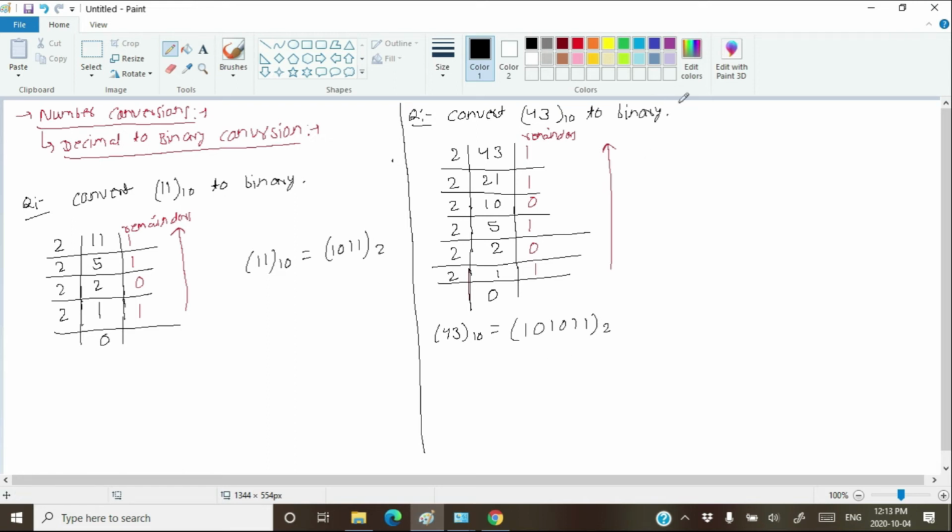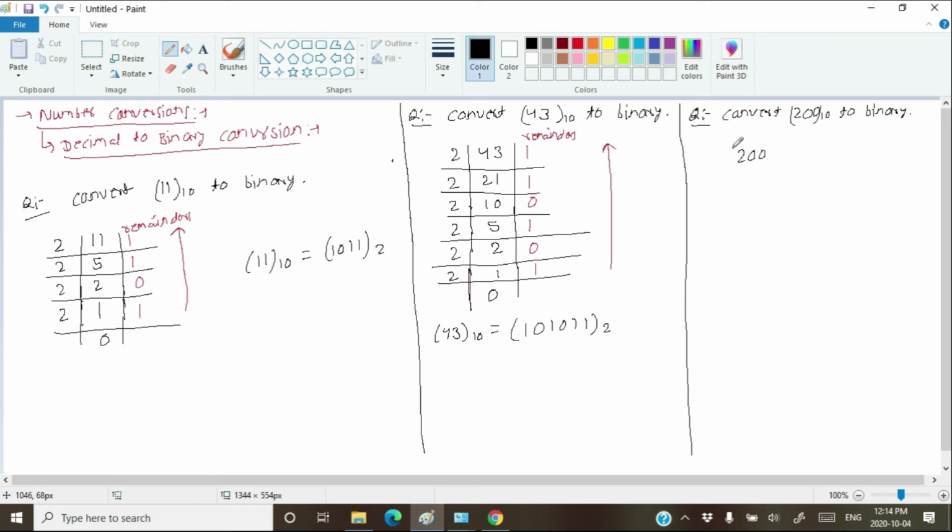Let's see another example. Convert 200 in decimal to binary. The more examples you practice, the clearer you will be. How will we do this? Let's start with the repeated division method.